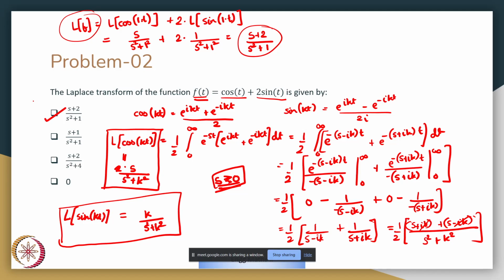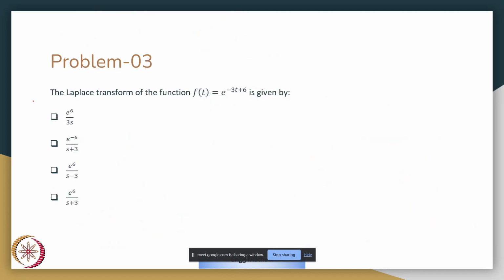Okay, so in this problem, we looked at Laplace transforms for general sine and cosine functions, whose formulas you can later use conveniently for different sine and cosine functions which may arise. Problem number 3. Now we are asked to calculate the Laplace transform of the function e raised to minus 3t plus 6.